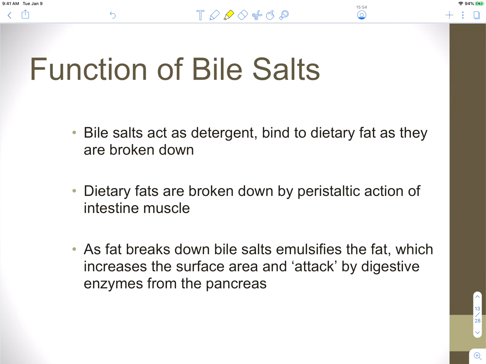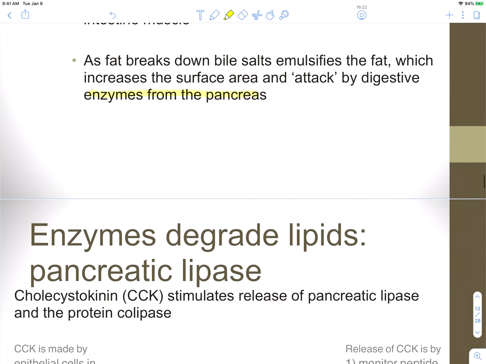Now, the bile salts, you can think of them as acting as a detergent. They're going to bind to the fats as they get broken down, and the breaking down is by peristaltic action of your intestine muscle. As the action of your intestine muscles breaks down the fats, your bile salts will emulsify with the fat, and this increases their surface area again. And then you can have enzymes from the pancreas start to break fats down into individual fatty acids.